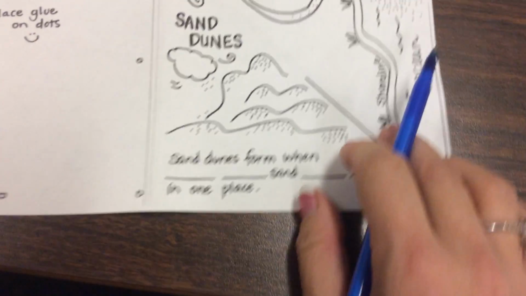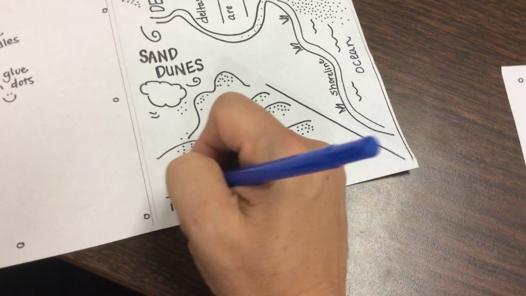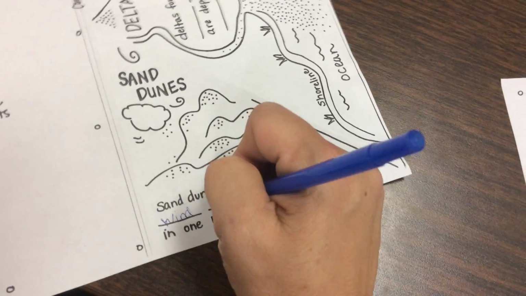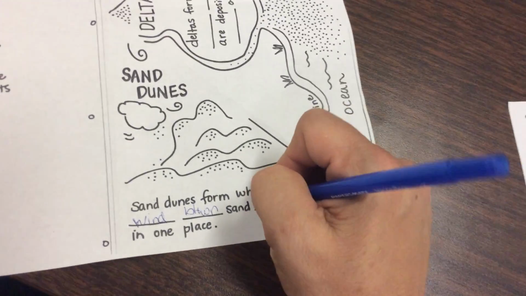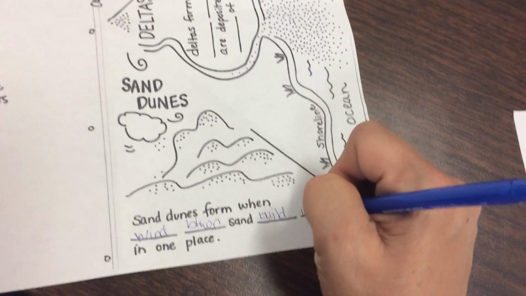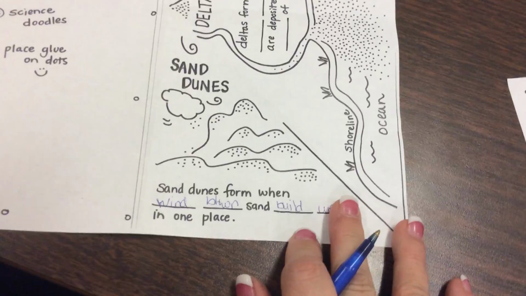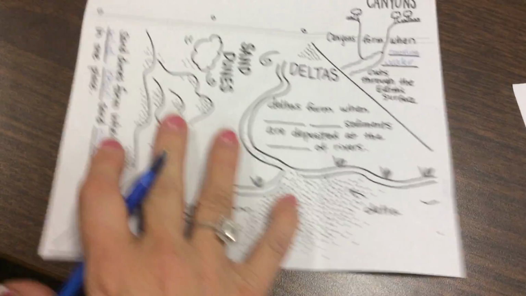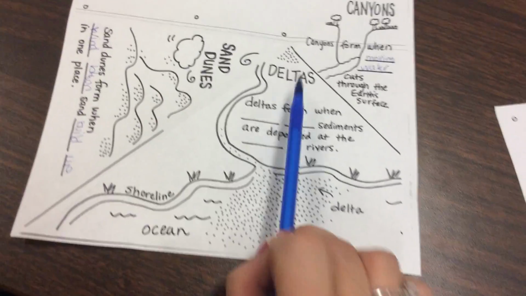Sand dunes form when wind-blown sand builds up in one place. You may stop the video at any time if you get behind. Okay, and then our third landform is deltas.